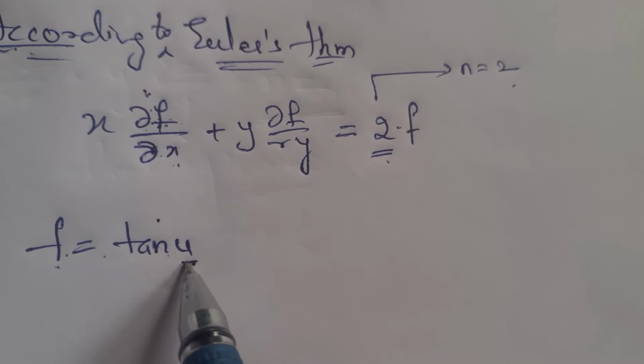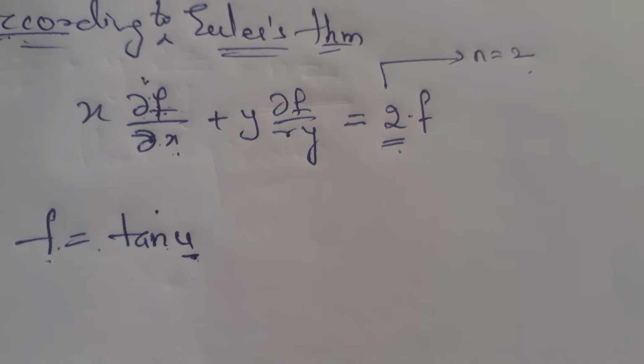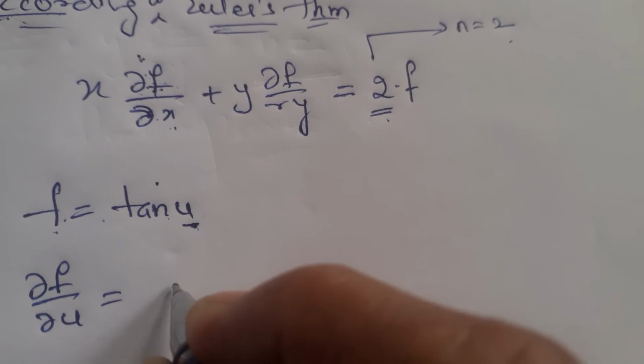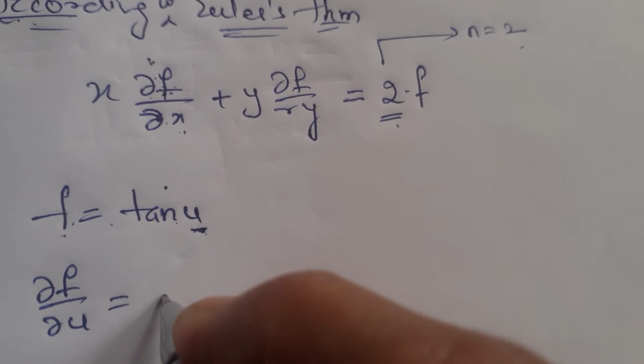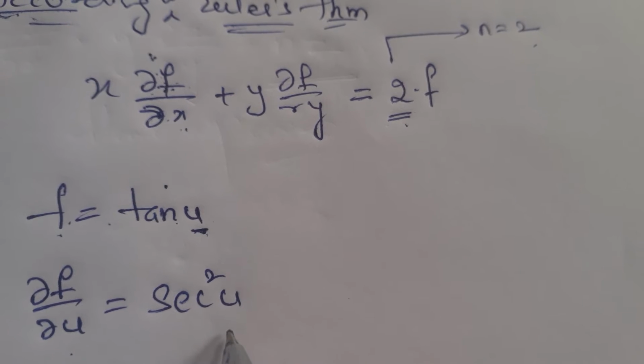Okay, the variable is given to us as u. So we have to differentiate first. ∂f/∂u is equal to the differentiation of tan u, which becomes secant square u. So ∂f/∂u is equal to sec² u.